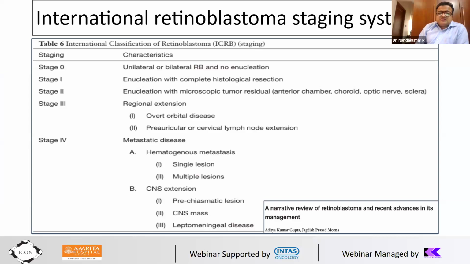Next is the staging. So staging basically is you have an intraocular retinoblastoma, and you have an extraocular retinoblastoma. Once the disease is outside the globe, the chances of mets are very high, and that definitely warrants systemic chemotherapy with radiation as well. This is similar to your staging in others, wherein you have a complete surgery, it is stage 1. If you have surgery with positive margins, it is stage 2. If you have regional involvement with nodes and orbital disease, it is stage 3. Stage 4 is mets. If you have it in the blood, then it is 4A. If you have it in the CNS, it is 4B.